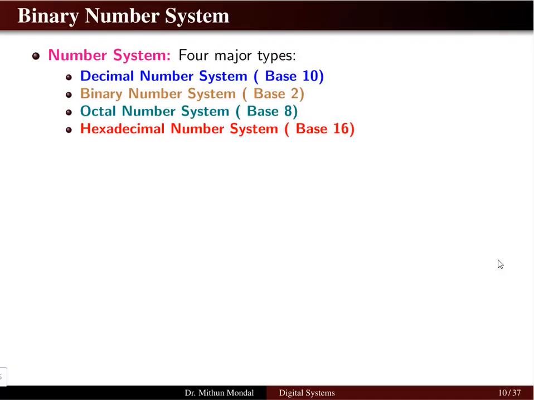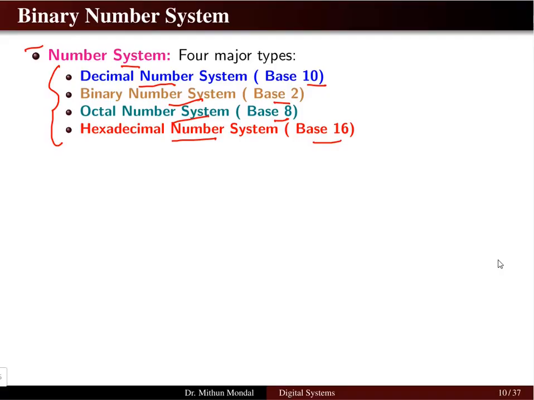Now let us discuss our main topic of the first lecture, that is the binary number system. The number systems are basically divided into four major types. When we measure any number, it can be measured into four basic major types. The decimal number system is generally used, which is base 10. The binary number system is base 2. The octal number system is base 8. And the hexadecimal number system is base 16.